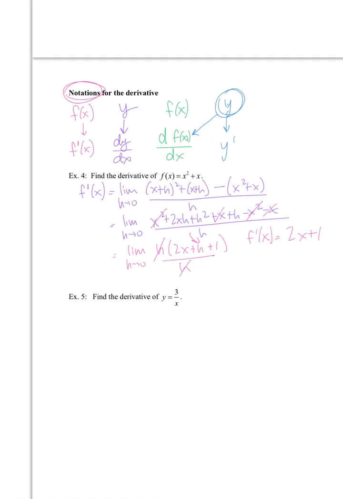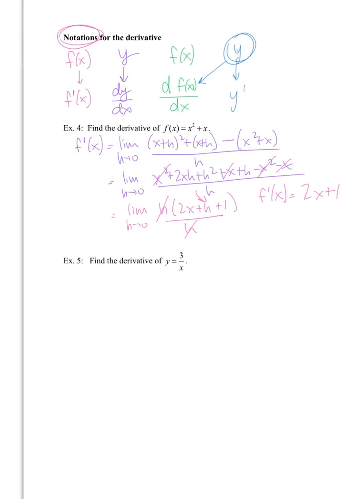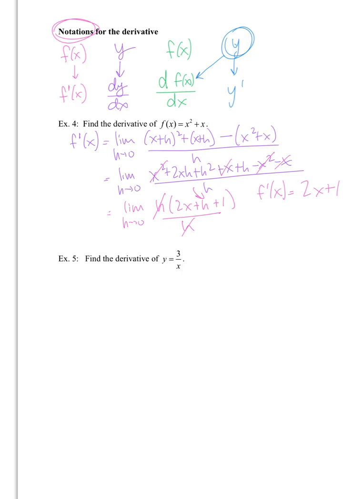Okay, moving on. So this is given in terms of y, so I'm going to call the derivative dy dx. Still the same definition. The limit as h approaches 0 of 3 over x plus h minus the original all over h.